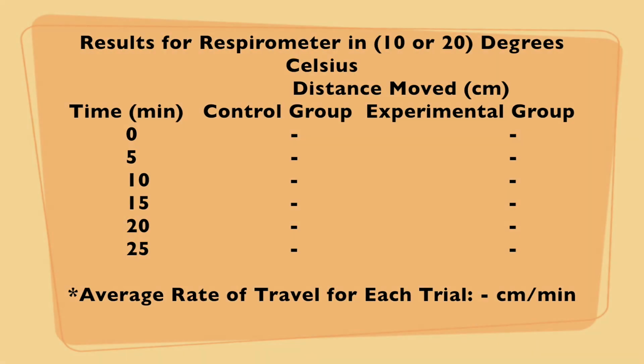Appearing on the screen now are the results for the respirometer in either warm or cold water. Obviously, there would be two finished data tables at the end of the experiment. It shows how, over time, the fluid moved through the tube in both the control and the experimental group. It is also worth mentioning that the average rate of travel for each trial of the fluid through the tube should be calculated. This was done by us in centimeters per minute.